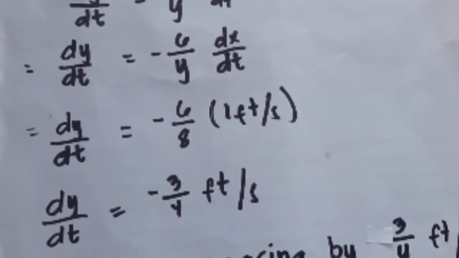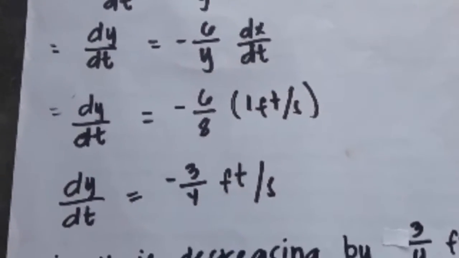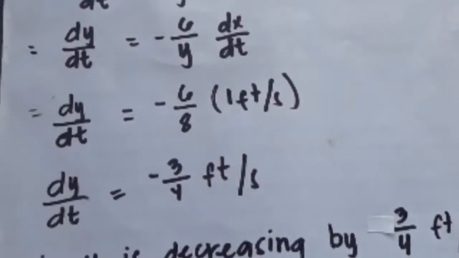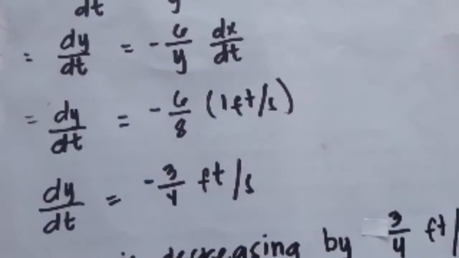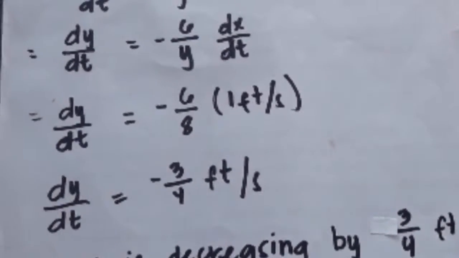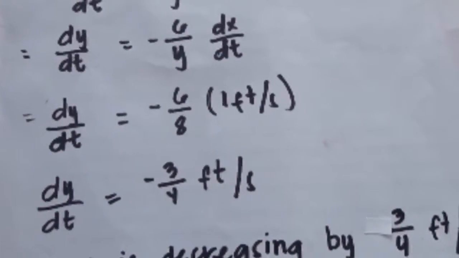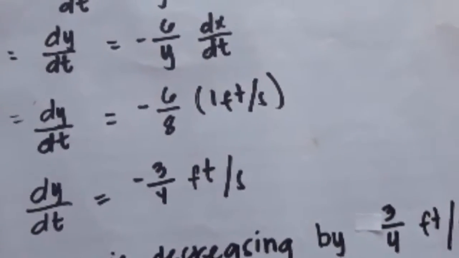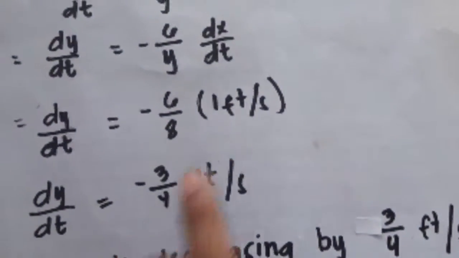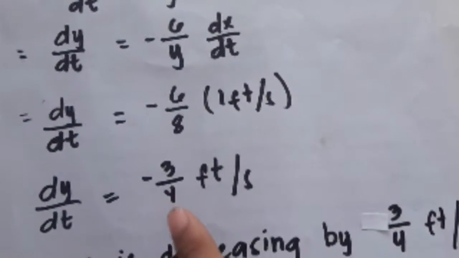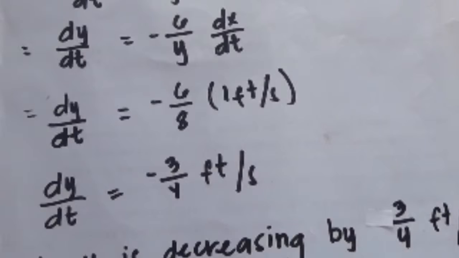We can also plug in dx over dt because we said that the ladder is sliding away from the wall with a speed of 1 foot per second. That means x is increasing by 1 foot every second. So dx over dt is equal to 1. As we simplify further, we get negative 3/4 times 1 foot per second. So we get negative 3/4 feet per second.